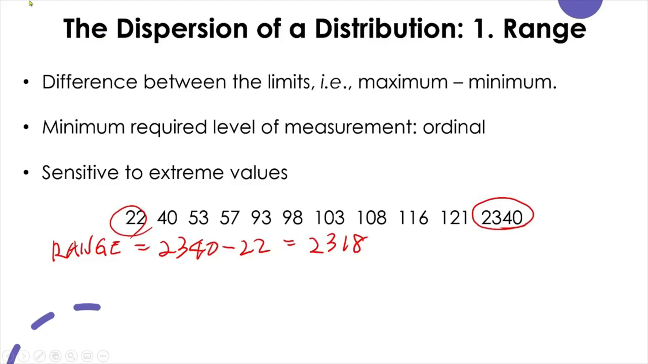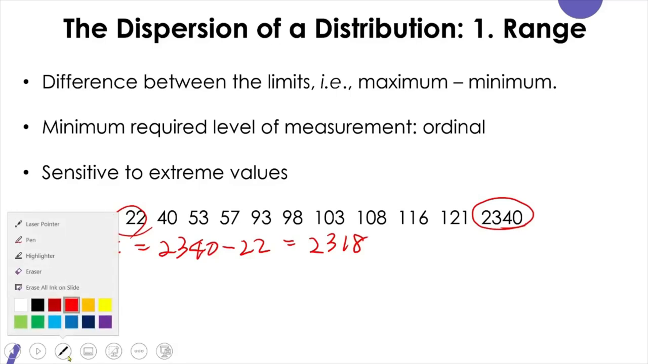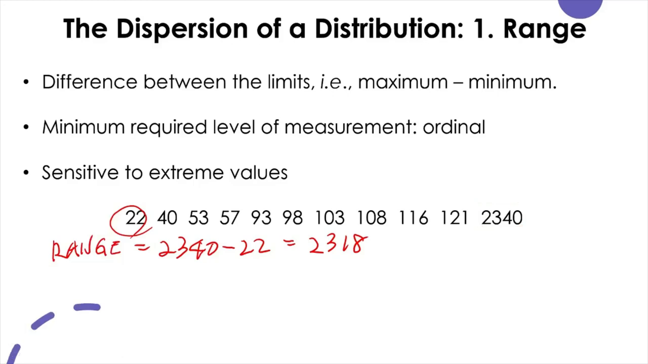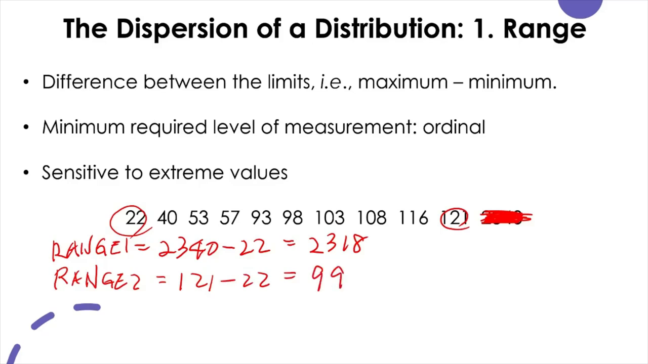That's the range for the original data, but let's remove this, because this is the old one. And now the new maximum becomes 121. So that's range 1: 121 minus 22, that's 99. So if you compare these two ranges, you can see that there's quite a lot of difference when there is an extreme value or not. So, as I already said, range is also sensitive to extreme values in a data set.